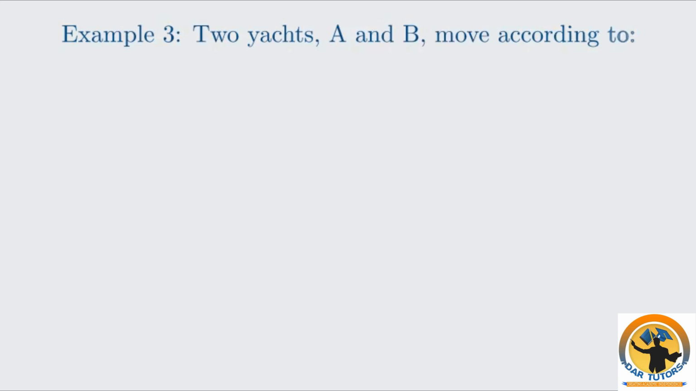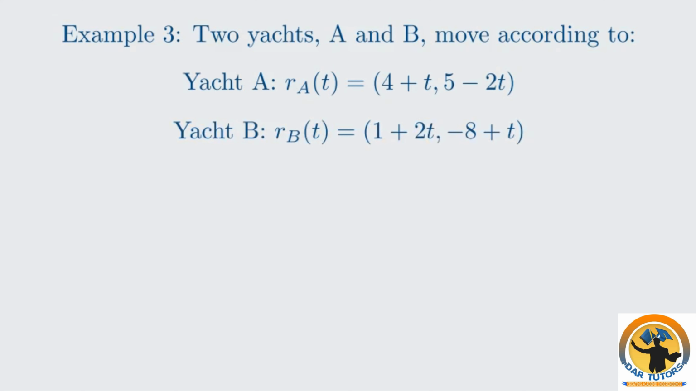We have 2 yachts, A and B. Their positions are given by these 2 vector equations. Yacht A's position is (4 plus t, 5 minus 2t). Yacht B's position is (1 plus 2t, negative 8 plus t). The time t is in hours, and distances are in kilometers. We need to find their initial positions, velocity vectors, and speeds. Then, we'll show that their paths are at right angles to each other.